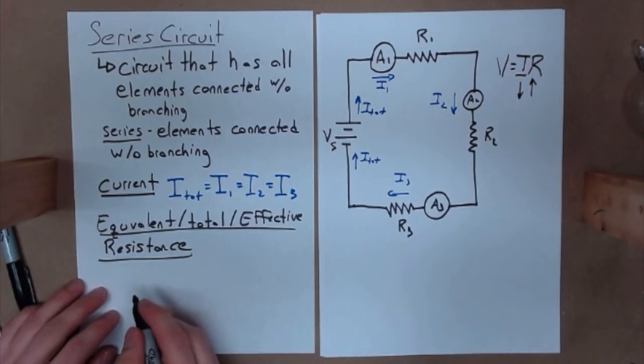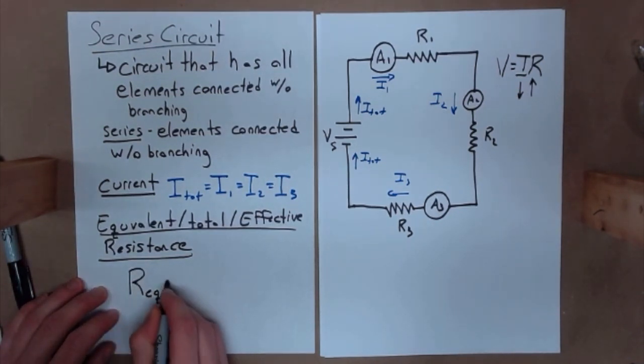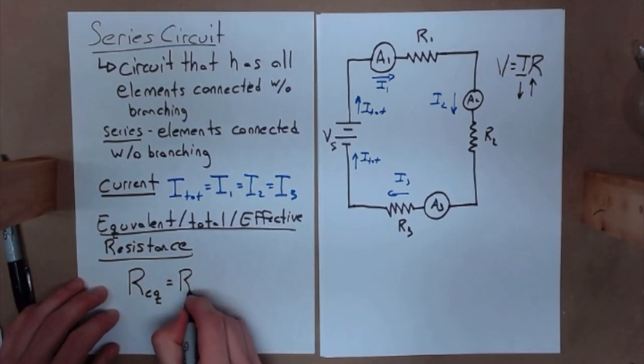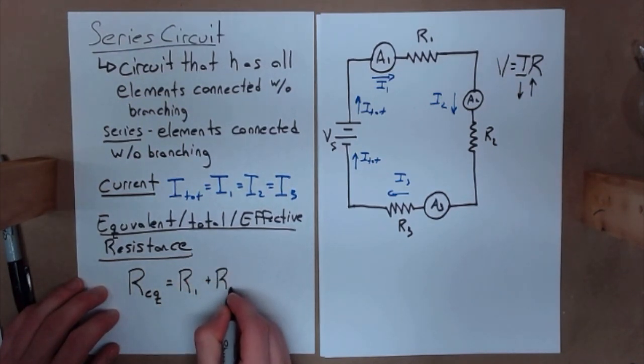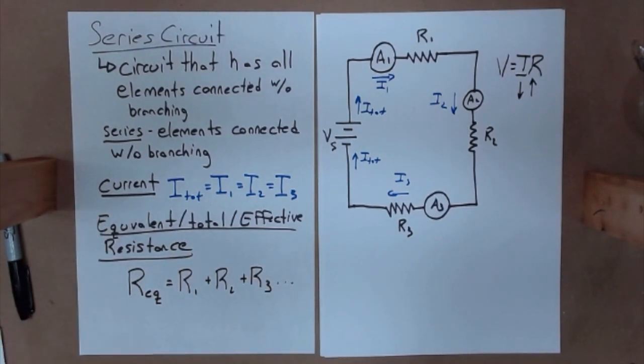That gets us to our equation here, which is that the total resistance, or the Req, is equal to R1 plus R2 plus R3, and so on. Because if I added a fourth resistor, we'd just say plus R4. That's the equation for my equivalent resistance of a series circuit. And hopefully that demonstration with the bulbs made the reason for that equation clear.